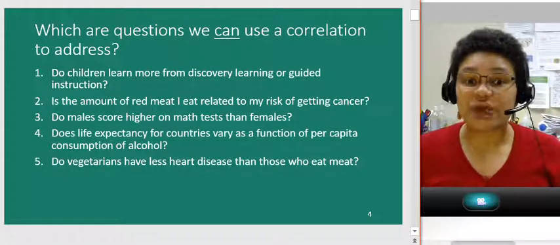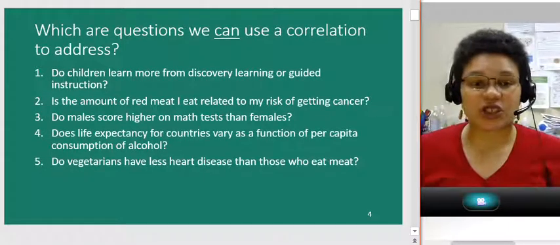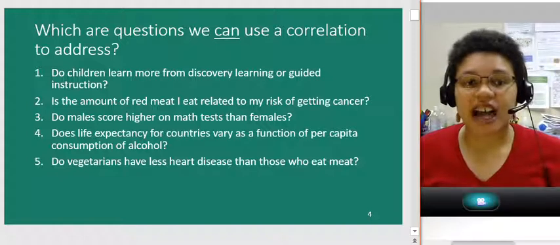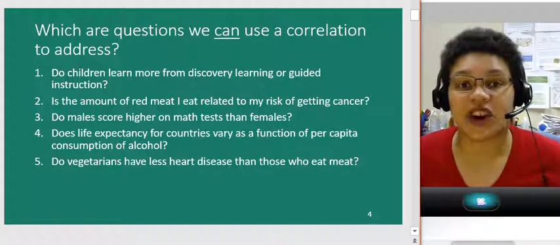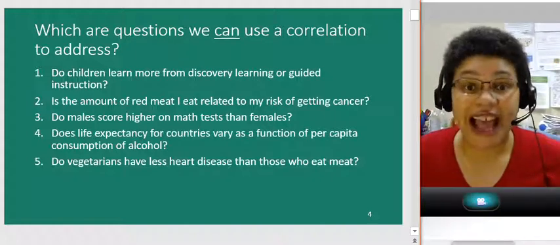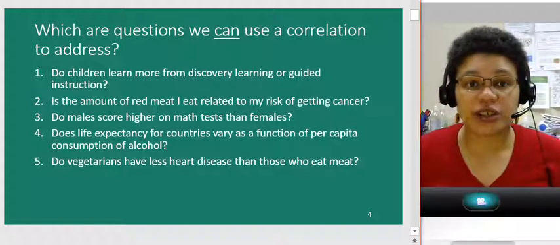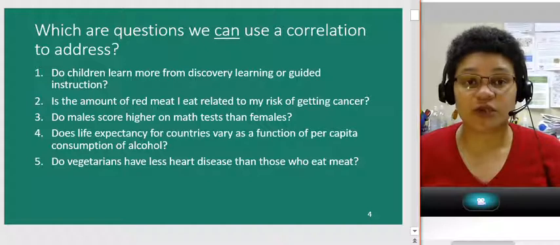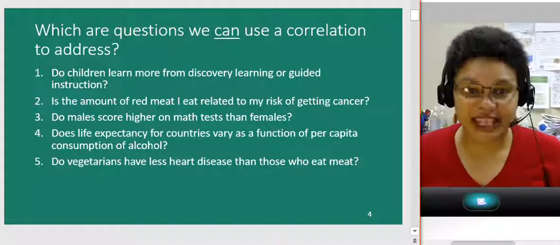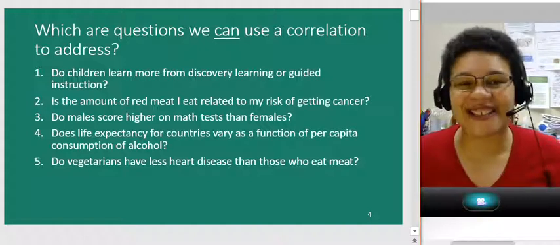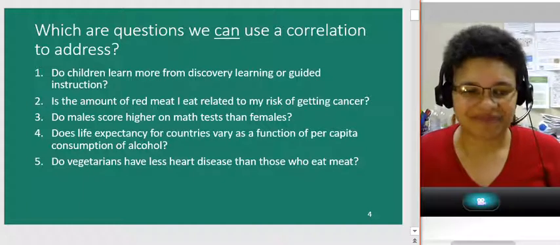So, which are questions we can use a correlation to address? People think of things like, do children learn more from discovery learning or guided instruction? For that, I would do an experiment, and then I would do a t-test to see which group learned more, the kids who got the discovery learning or the kids who got the guided instruction.